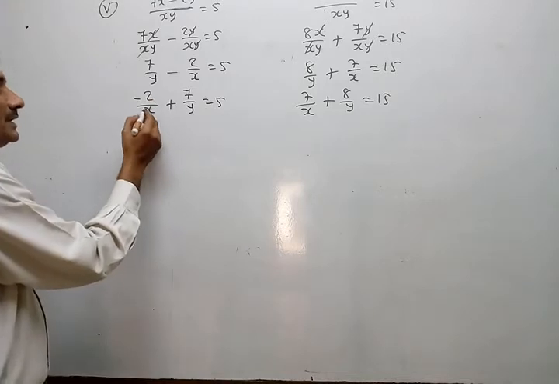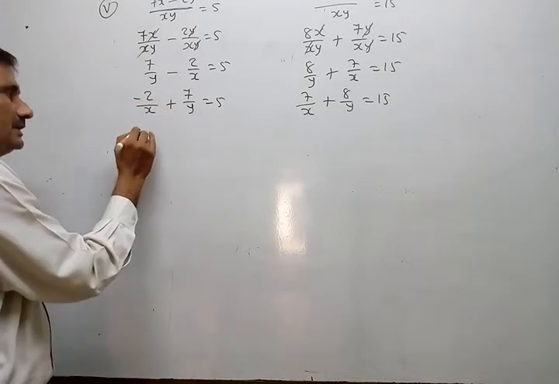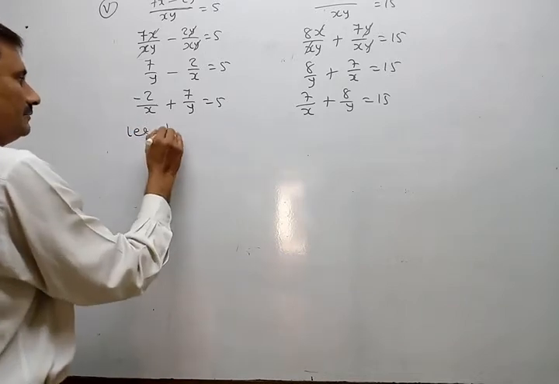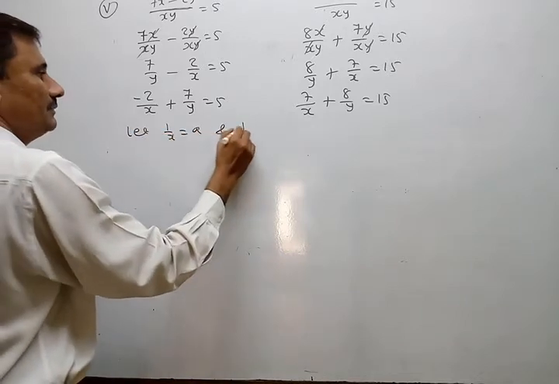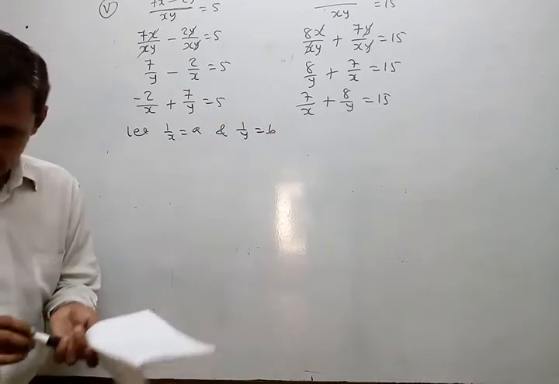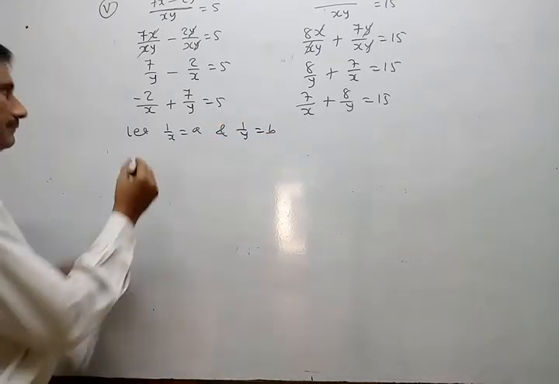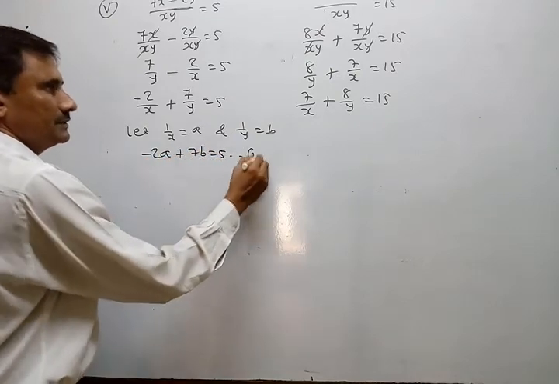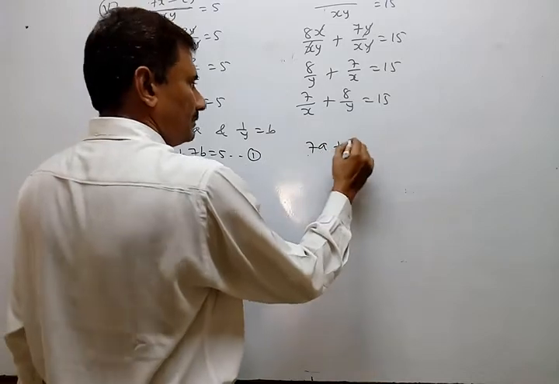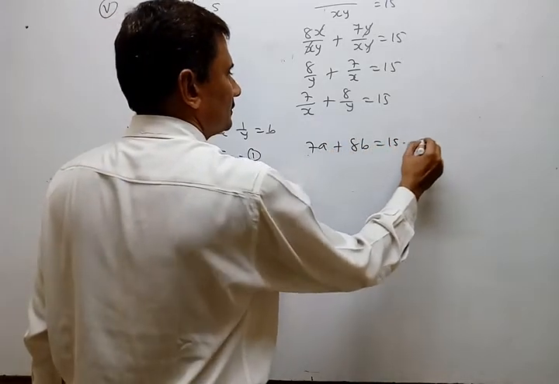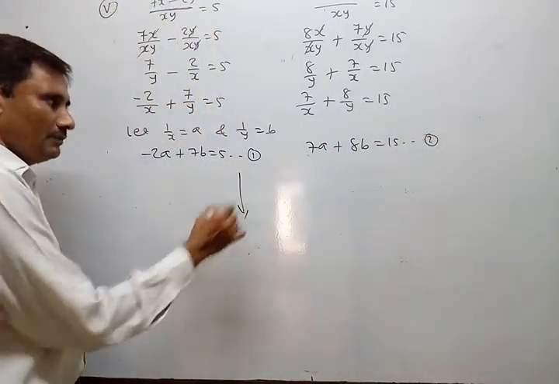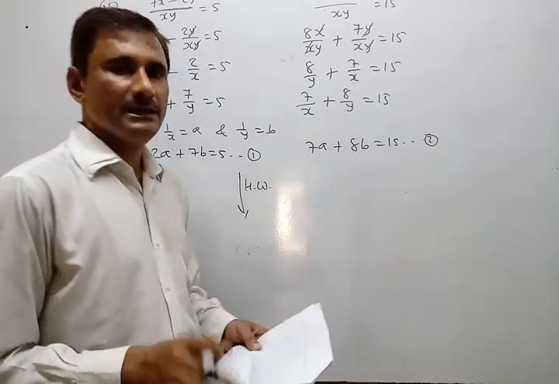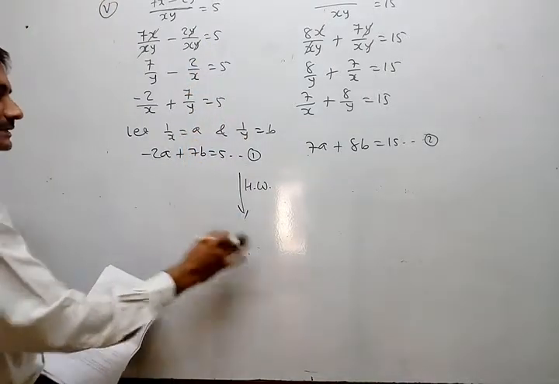Let 1 by x equal to a and 1 by y equal to b. Then what happens? Minus 2a plus 7b equal to 5, equation number 1. 7a plus 8b equal to 15, equation number 2. So again, solve by the elimination method, get a and b, and then get x and y. Okay, so now onward it is the same.